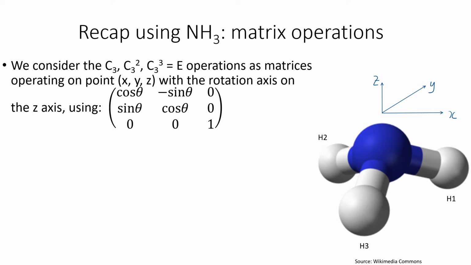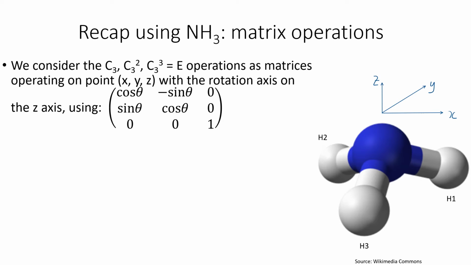Now we'll recap the idea of matrix operations. If we consider this threefold rotation symmetry, for example in the ammonia molecule, we can apply it once, twice or three times, the three times being a bit of a special case, the C3^3, because that just returns you to where you were at the start. So doing an n-fold rotation n times is the same as the identity.